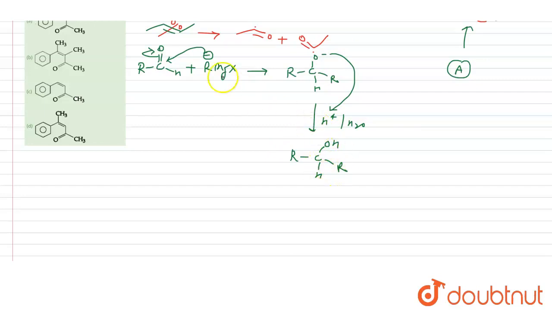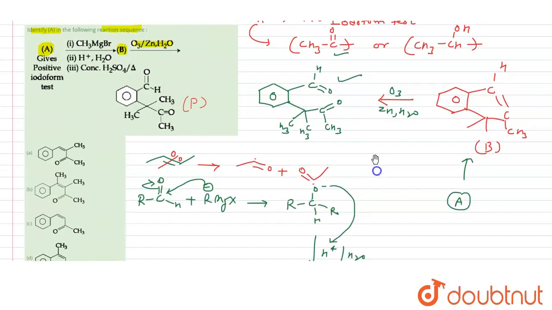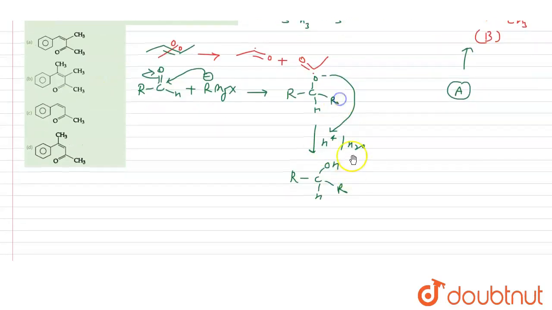So when we carry out the first two reactions, there is a formation of alcohol, and when we carry out the third reaction, that means concentrated H2SO4, there is a formation of alkene via the carbocation intermediate. So H2SO4 and heating conditions will give a carbocation intermediate, so that means this product will form.